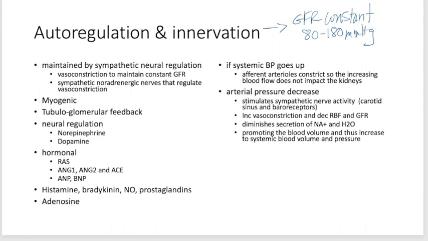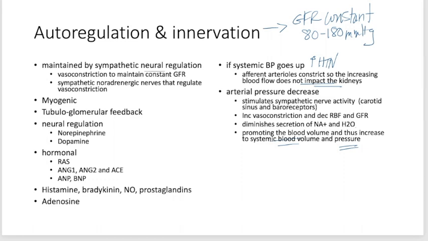So how do we get that? The mechanism behind that is that even if there are changes in systemic blood pressure, we will have solute and water excretion, and thus blood volume, regulated despite arterial pressure changes. Barotrauma is prevented in states of high systemic blood pressure. So if systemic BP goes up, the afferent arterioles constrict, so the increasing blood flow does not impact the kidneys. And then if we have an arterial pressure decrease, the body is going to stimulate sympathetic nerve activity, which is those carotid sinus baroreceptors, increase vasoconstriction, decrease renal blood flow and GFR, diminish excretion of sodium and water, and then that promotes blood volume and thus an increase in systemic blood volume and pressure.